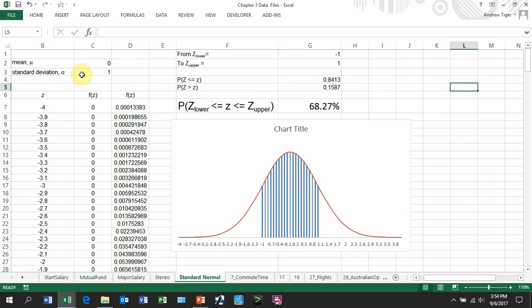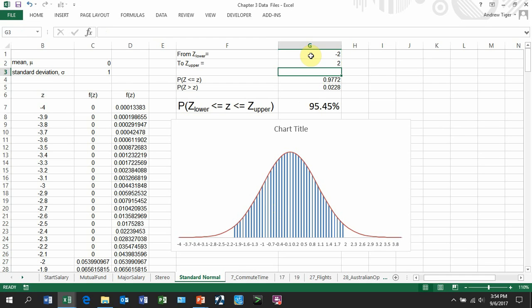The standard deviation is 1 on a standard normal, and the mean is 0. If I put in plus or minus 1, the area between that is 68%. I should get most of the things happening between here. If I put in minus 2 and 2, that's 95%, and if I do minus 3 and 3, that's almost everything. That's 99.73%.